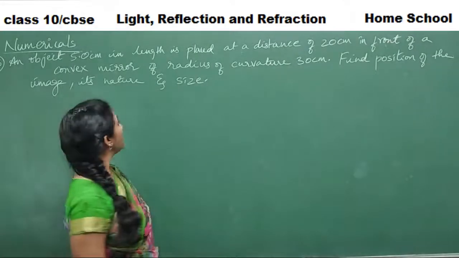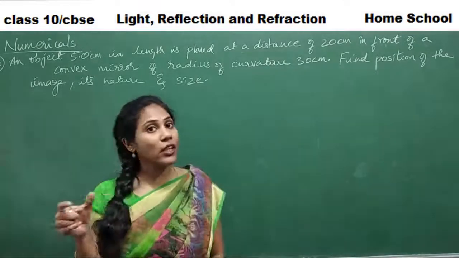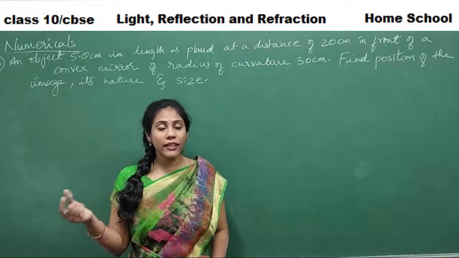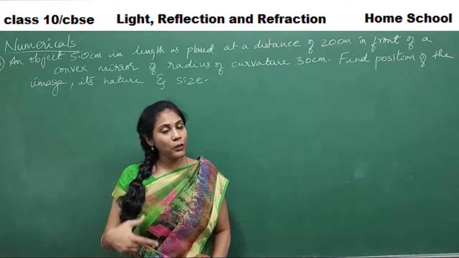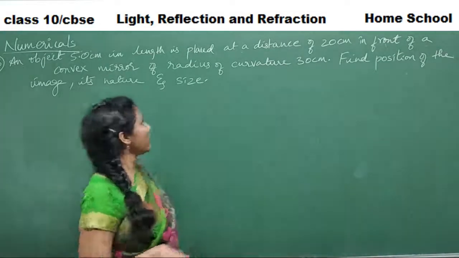Coming to the next problem, guys, it's about a mirror now. See, the two problems we have seen were on lenses. One was on a convex lens, the other one was on a concave lens. Now we are coming to the problems of mirrors. Even this is an NCERT exercise question.